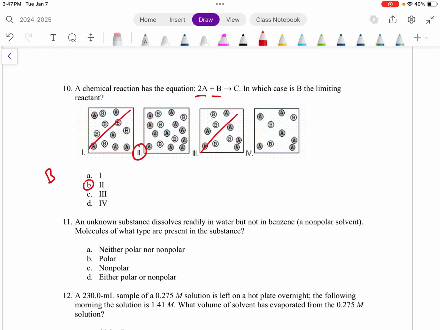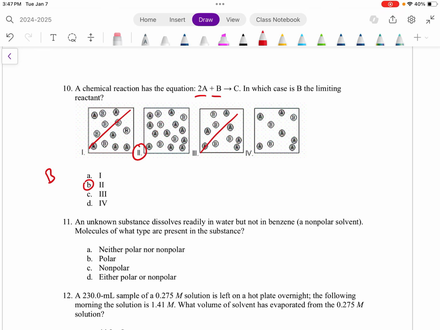For this one, this one was tricky. A 230 milliliter sample of 0.275 molarity solution is left on the hot plate overnight. The following morning, it's at 1.41 molarity. What volume of solvent has evaporated from the solution? This one almost got me at first too. It's the way it's phrased. How much has evaporated? So you're going to want to use the dilution formula.